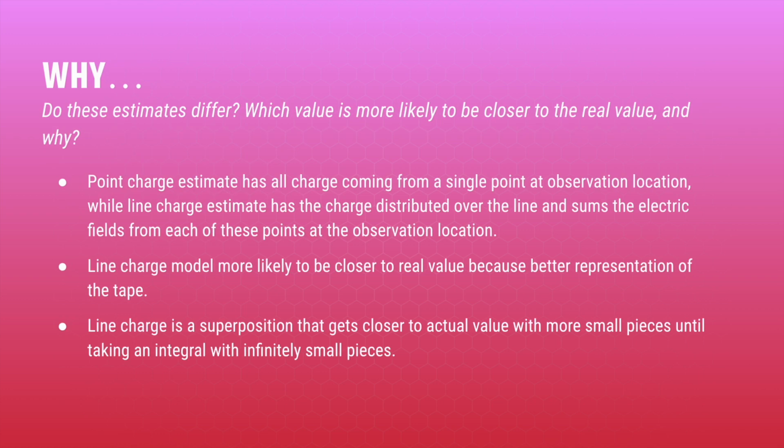So, why do these estimates differ, and which value is more likely to be closer to the real value, and why? Point charge estimates have all the charge coming from a single point at an observation location, but line charge estimates have the charge distributed over the line and sum the electric fields from each of these points at the observation location. The line charge model is more likely to be closer to the real value because it is a better representation of the tape. The line charge is also a superposition that gets closer to the actual value with more small pieces, until taking an integral with infinitely small pieces.